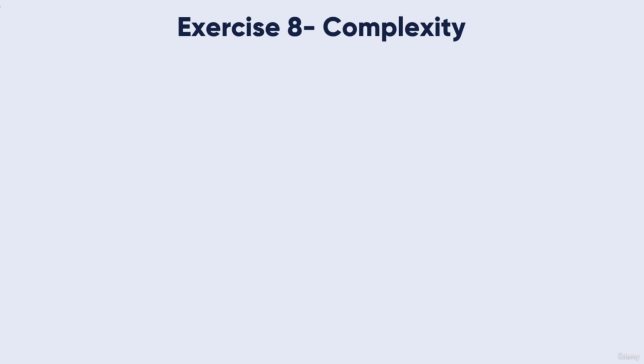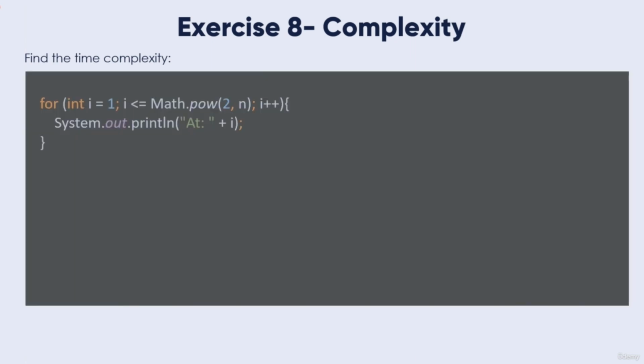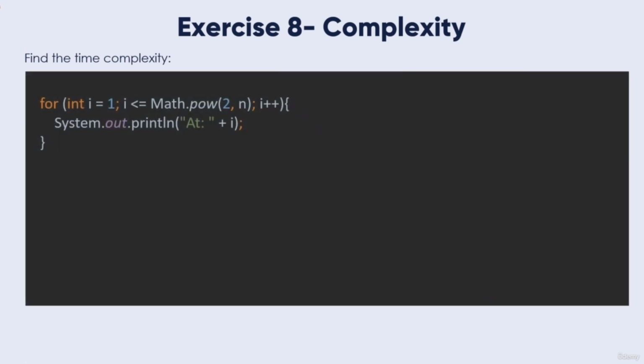Hello, my friends, and welcome to exercise number 8. In this exercise, we are asked to find the time complexity of this algorithm. So, find the time complexity of this for loop starting from i equal to 1, i less than or equal to math.pow(2, n), and i plus plus, and system.out.print this message.